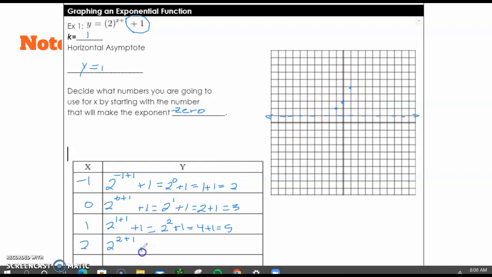2 plus 1 plus 1. 2 to the third plus 1. 2 to the third is 2 times 2 is 4, times another 2 is 8. Plus 1 is 9. 2, 9. 2, 9 is way up here. And then our graph is going to get as close as possible to this dotted line, but never cross the dotted line. So it looks something like this.